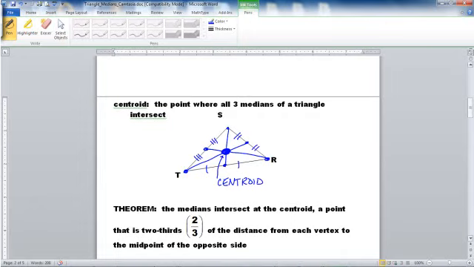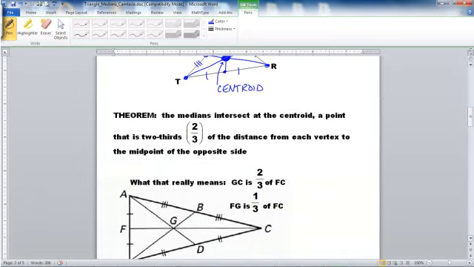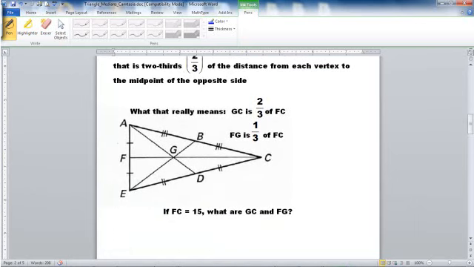Now there's a special little theorem that goes along with that centroid and that point of intersection. The medians intersect at the centroid, which we just talked about. It is a point that is 2/3 of the distance from each vertex to the midpoint of the opposite side. That's why we worked on some fraction work up above. Now, what that really means is this. If I look at the whole thing FC, that's a median. GC is 2/3 of FC, and FG is 1/3.